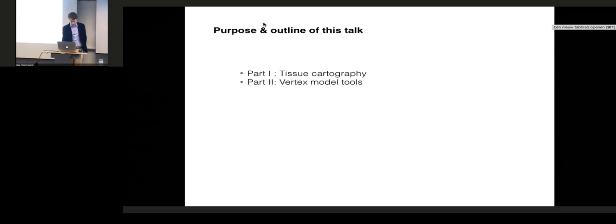So that's the technical question. And for the remainder of my talk, I'm going to spend a big chunk talking about one particular solution I developed for a specific case, which is called tissue cartography. And then I'll spend a little bit of time talking about vertex model tools as a way to condense information in image data sets and also as a framework for mathematical modeling of the underlying mechanisms.